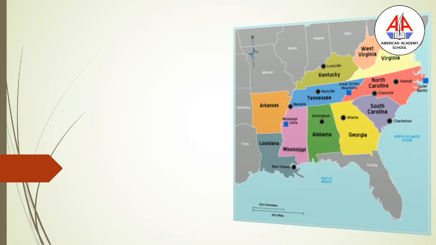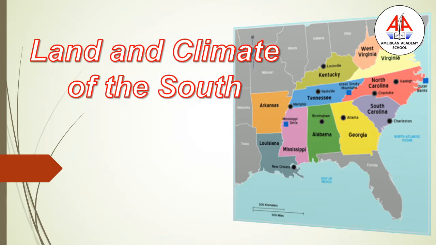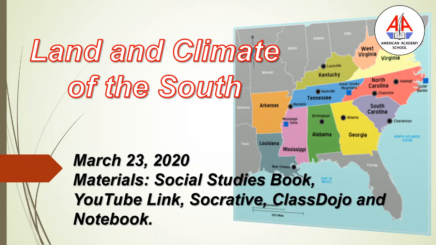I hope you're okay. For our social studies lesson for today, we are going to discuss and explain land and climate of the South. So, I want you to pause this video so that you can prepare the following materials. For today, you need the social studies book, this YouTube video, Socrative, Class Dojo, and of course, your notebook. And now, if you're prepared for our lesson, let's continue.